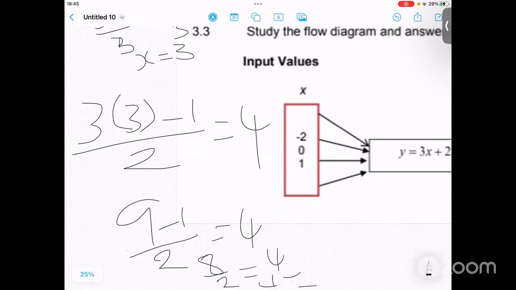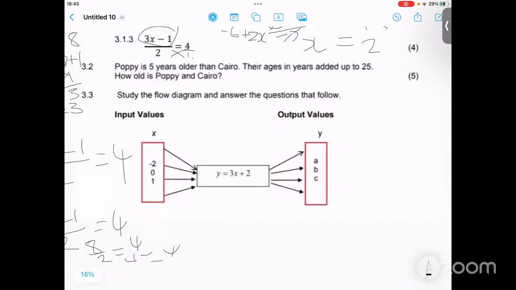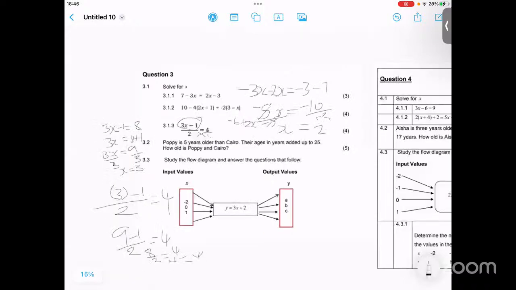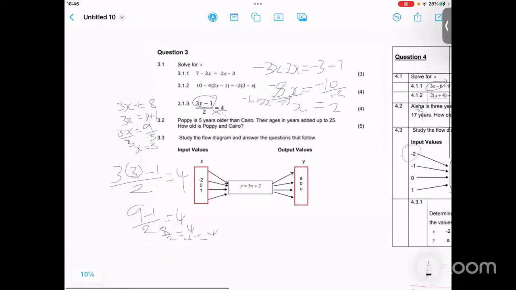So when you prove it, that's how you do it. Now let's do this question that we had previously, question 4. They say Poppy is 5 years older than Cairo. Their ages in years added up to 25. How old is Poppy and how old is Cairo?